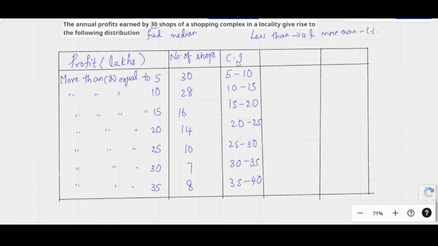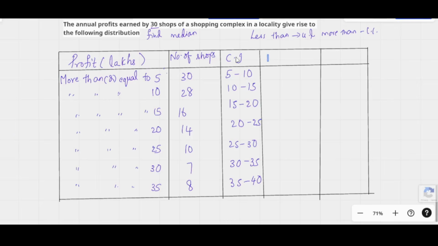See, the class interval here becomes 5 to 10, and 10 to 15, 15 to 20, 20 to 25, and it moves on like this. All the numbers are in the lower limits. Here 5 is in the lower limit, here 10 is in the lower limit, 15 in the lower limit, like that. So I am repeating again: if less than questions come, write these numbers in the upper limit, and in the more than questions, write these numbers in the lower limit.